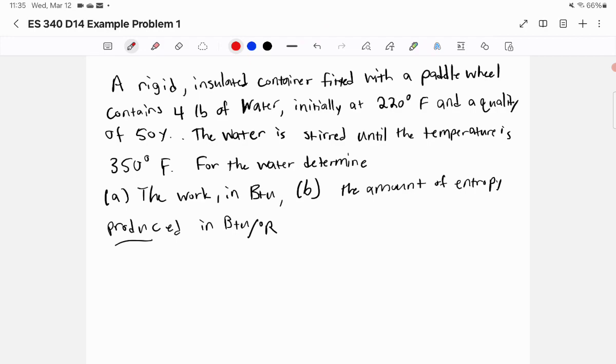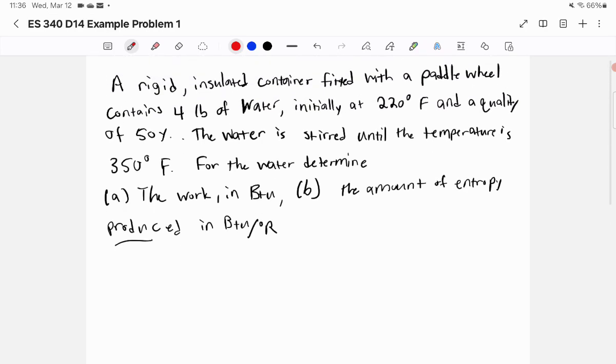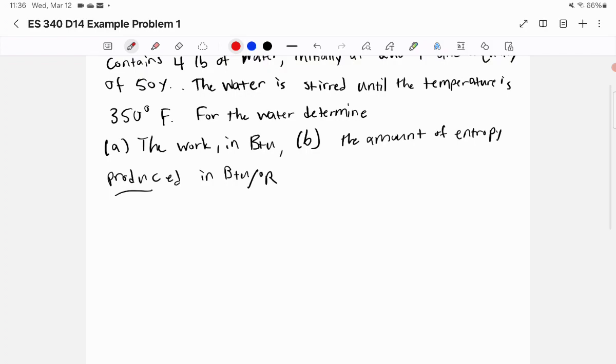ES340 example problem video. This is day 14 example problem 1. So we start off with a rigid insulated container fitted with a paddle wheel which contains 4 pounds of water, initially at 220 degrees Fahrenheit and a quality of 50%. The water is stirred until the temperature is 350 degrees Fahrenheit. For the water, determine the work in BTU and the amount of entropy produced in BTU per degree R.